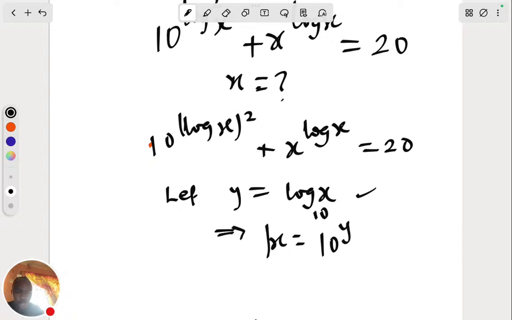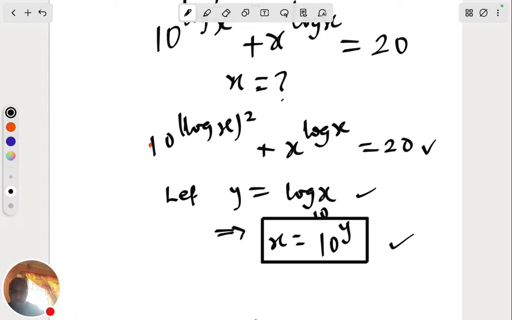So now let's keep this, because we are going to use it. All right, so moving on, anywhere we see log x in this equation, we're going to put y.